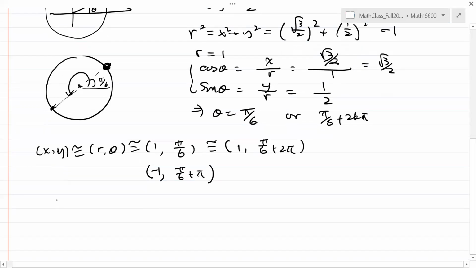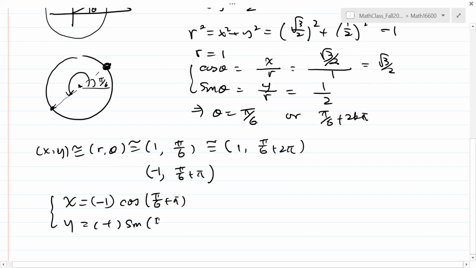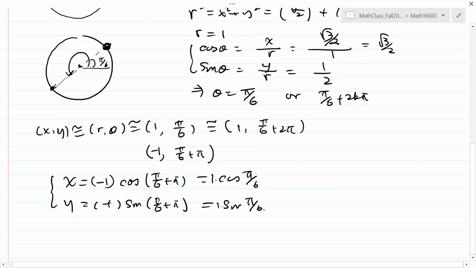Why? Let me show you. Okay, x is going to be negative 1 cosine of pi over 6 plus pi, and y is going to be negative 1 times sine of pi over 6 plus pi. And actually that's going to be a positive cosine pi over 6, and this is going to be positive sine pi over 6. Okay, it's 1 times 1. So that's the reason negative 1, pi over 6 plus pi are also coordinates of the same point. Okay?